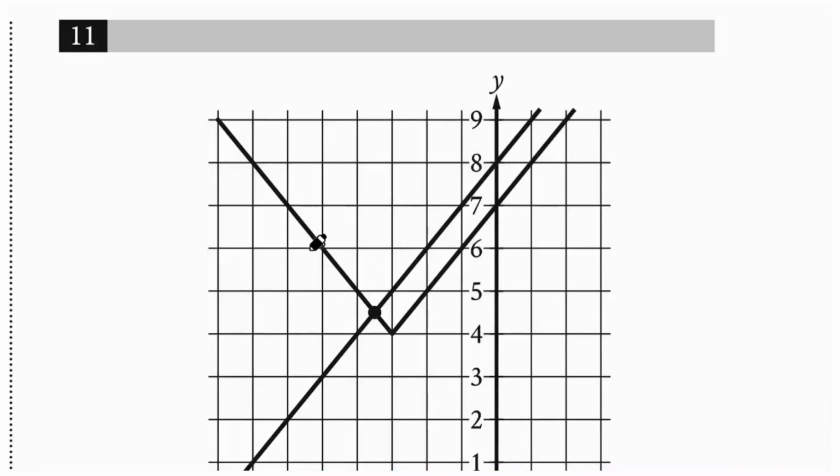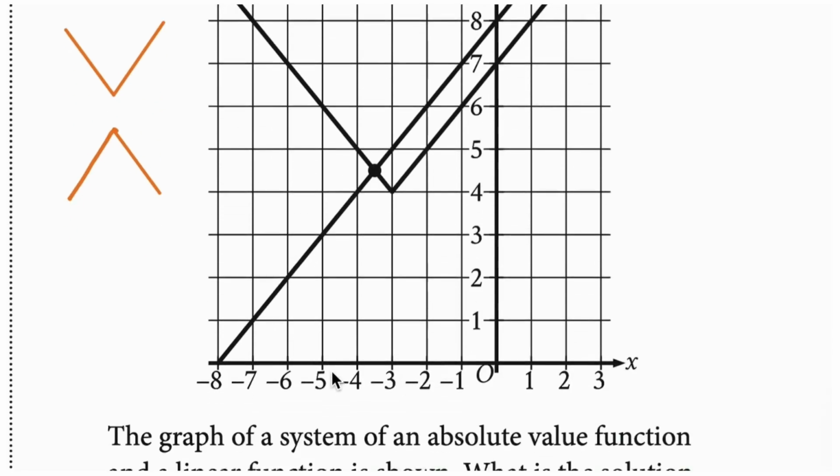Question number 11. Two graphs are given to us. This is an absolute value function graph. This kind of graph, either like this one or this one, these graphs are always absolute value graphs. And one is a straight line. This one is a straight line. Let's see what the question is.